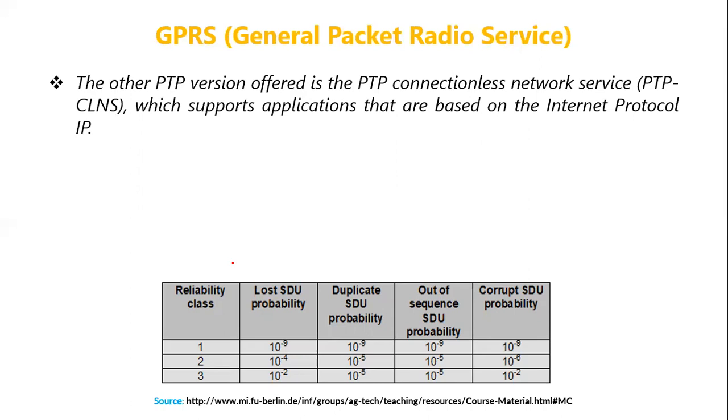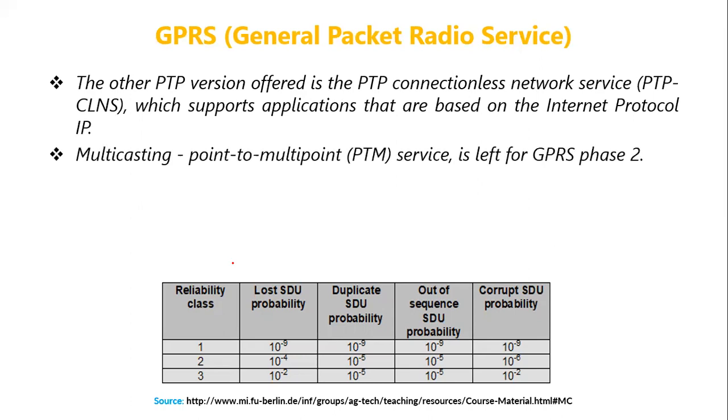This type of service corresponds to X.25. The other PTP version offered is the PTP connectionless network service. So in the point-to-point service, there are two types: one is the connection-oriented service, called PTP CONS, and the other is the PTP connectionless service, called PTP CLNS. This supports applications that are based on Internet protocol. Multicasting, called point-to-multipoint service, is left for GPRS phase 2.